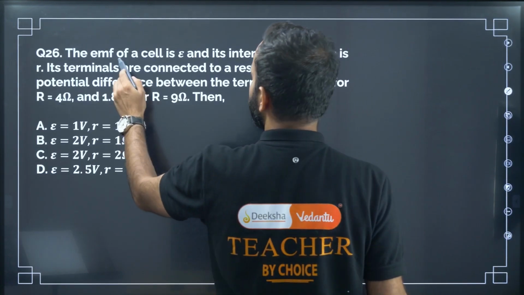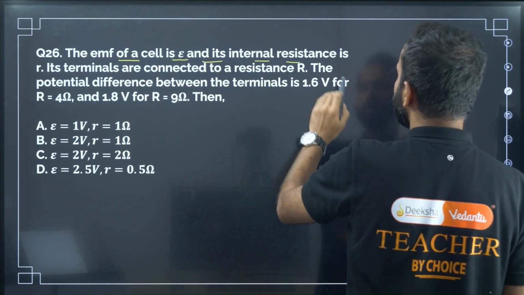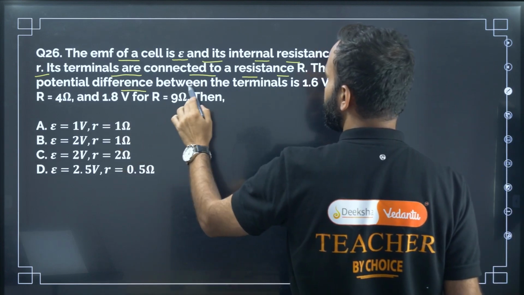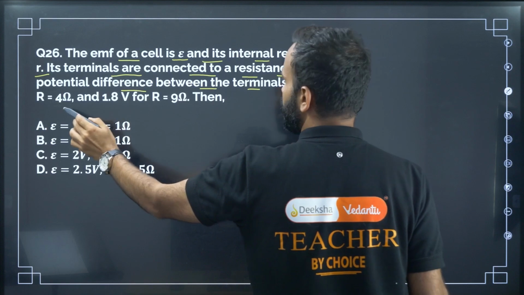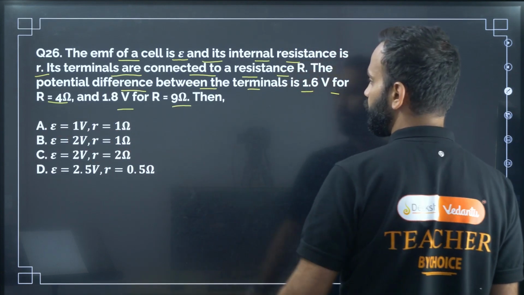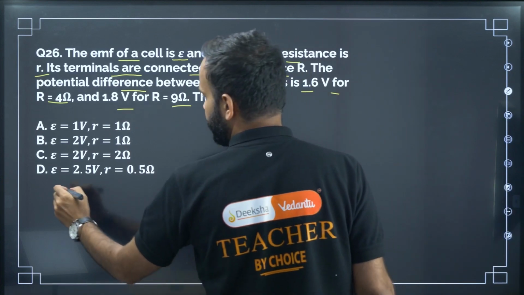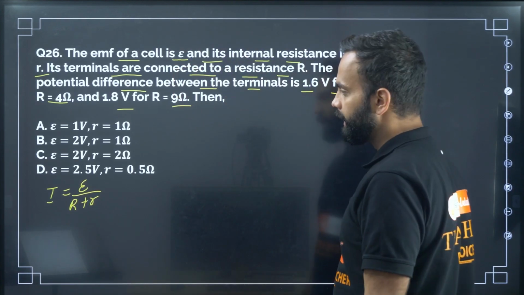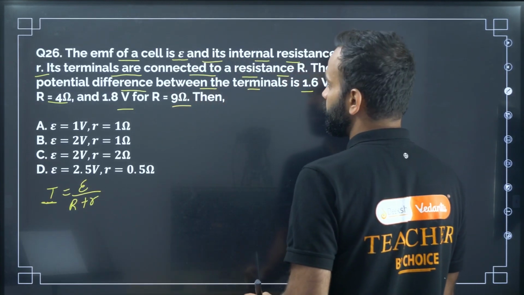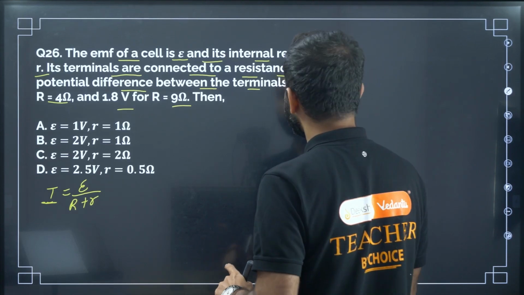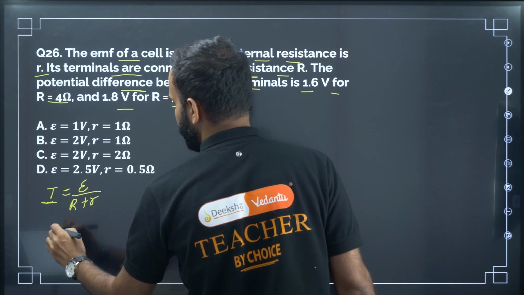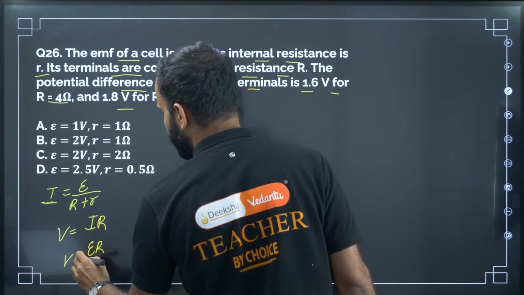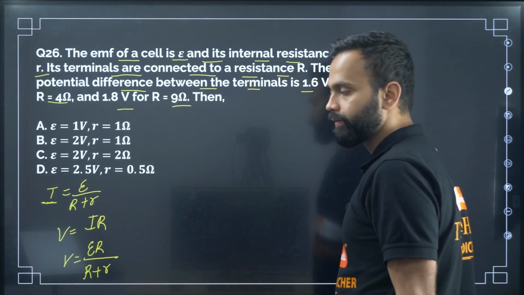Question number 26. The EMF of a cell is E and its internal resistance is r. Its terminals are connected to the resistance capital R. The potential difference between the terminals is 1.6 volt for R equal to 4 ohm and 1.8 volt for R equal to 9 ohm, then. We know that the current in the circuit I equal to E, that is EMF of the cell, divided by R plus r, right? So the terminal potential difference will be V equal to I into R, so V equal to E into R divided by capital R plus small r, right?